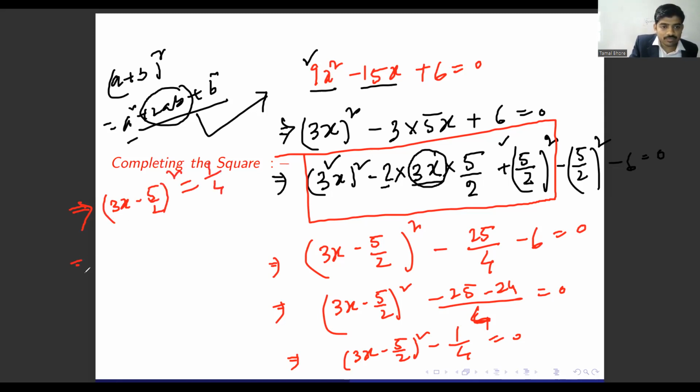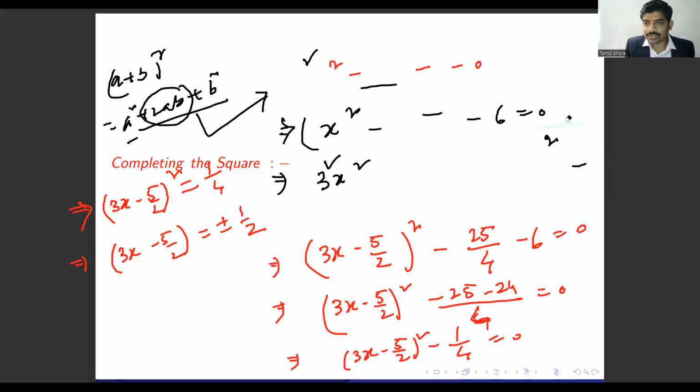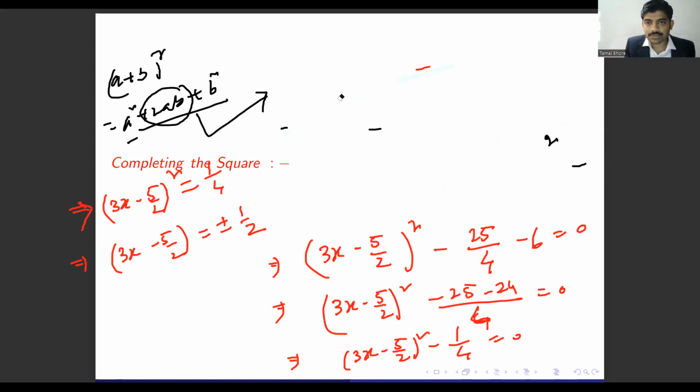So if I remove the square on both sides, what I'm getting is 3x minus 5 by 2 is equal to plus minus 1 by 2. Okay, so I'm erasing a little of this part to show you the calculation. Just one minute, let me just erase it.